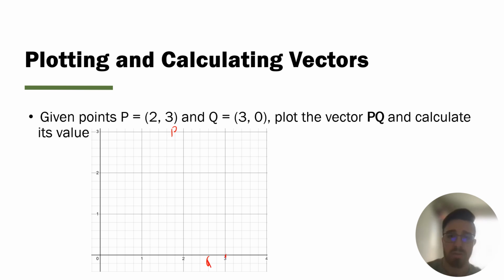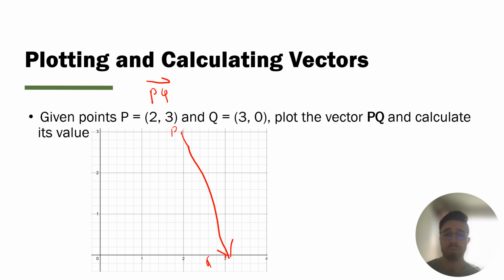Now, how do I actually plot PQ? What we need to first do is draw a straight line that connects P to Q. And notice that Q is the second point in the vector. This means that the vector starts at point P and ends at point Q. So to denote this, we will draw an arrow pointing towards Q to show that we are starting at P and we are traveling to Q. So this is how we plot vectors in a two-dimensional space.